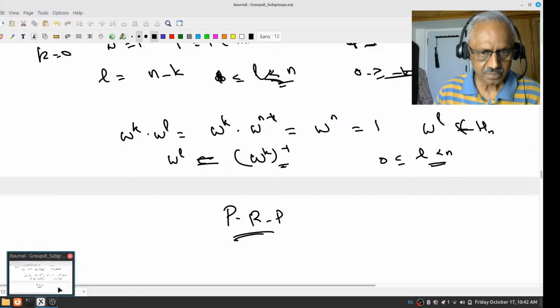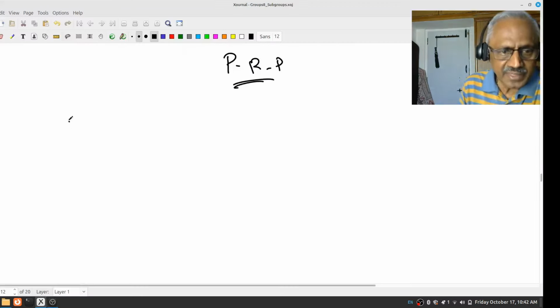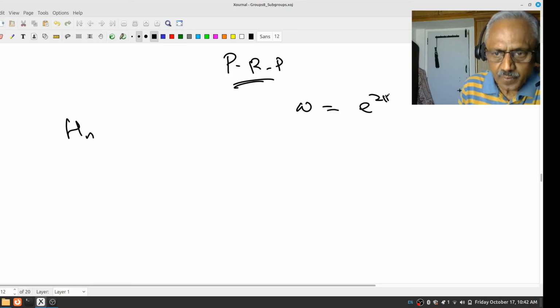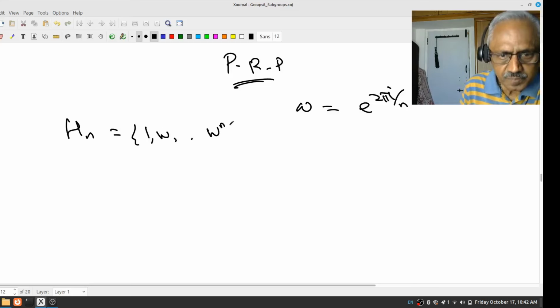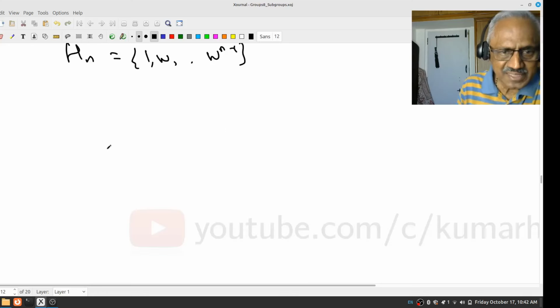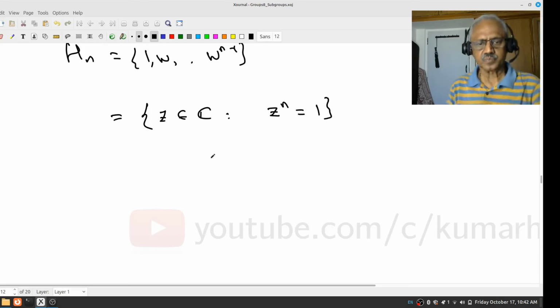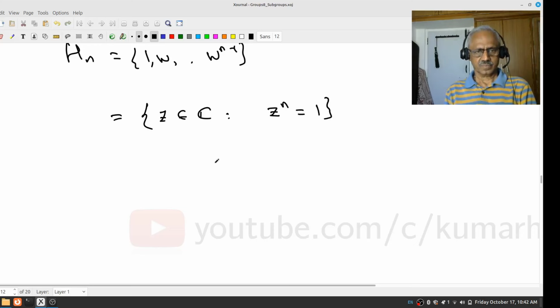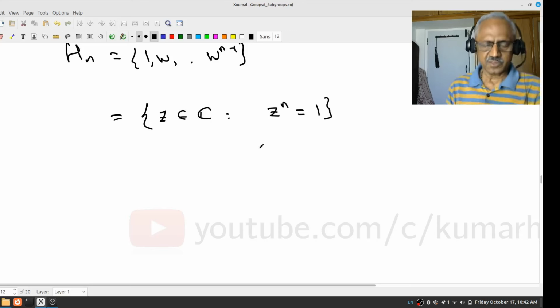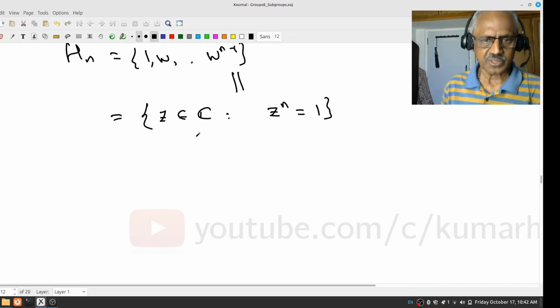So the way I defined Hn is: look at a primitive nth root of unity, then list all elements. But there is another description. This description is: look at the set of elements Z in C such that Z power n equal to identity. This is what you must have seen in your higher secondary. These two sets are the same.